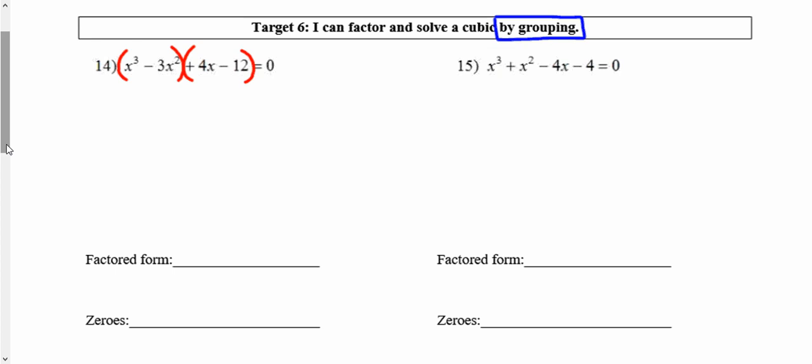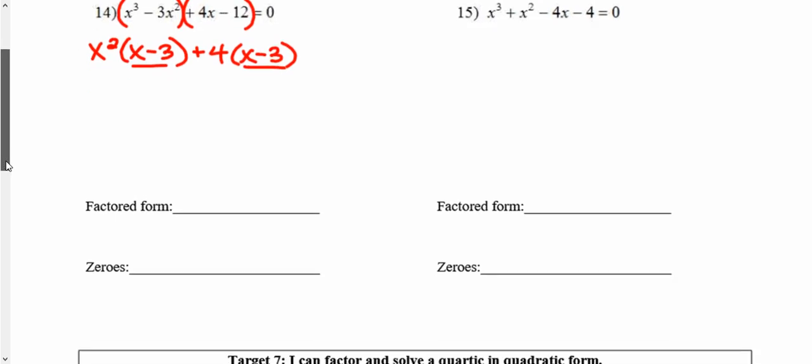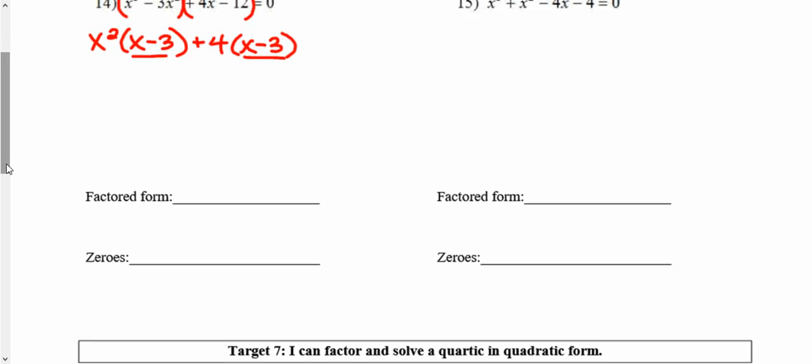So in the first set of parentheses, there's a common factor of x squared. So I'm going to take that out, which would leave me with x minus 3. In the second set of parentheses, there's a common factor of 4. If I divide both of those terms by 4, I'm left with x minus 3. These two are the same. That means I did this correctly. So my factored form, I'm going to use one of the parentheses that's the same, and then your two common factors, x squared plus 4.